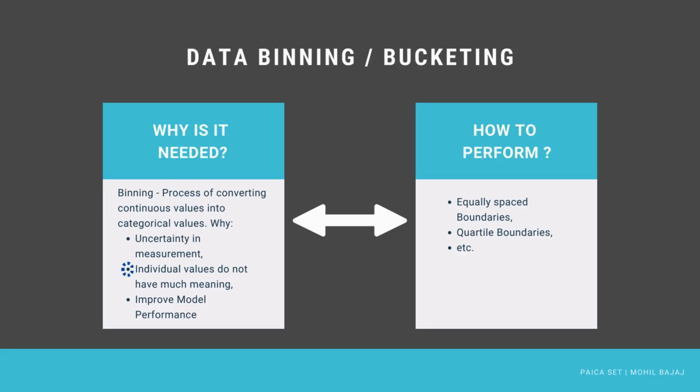Now, how do we perform data binning? There are several methods, but we'll focus on two primary strategies. The first strategy uses equally spaced boundaries. It divides the range of data into intervals of the same size, like we just discussed. 0 to 5 degrees is one category, 5 to 10 degrees is another category, and so on. It's a simple and straightforward strategy, but might not represent the underlying distribution of data accurately.